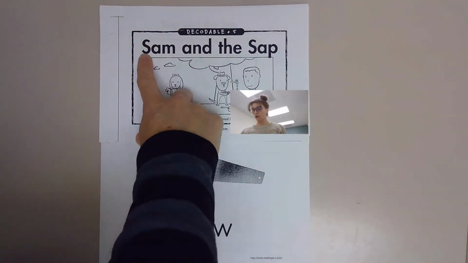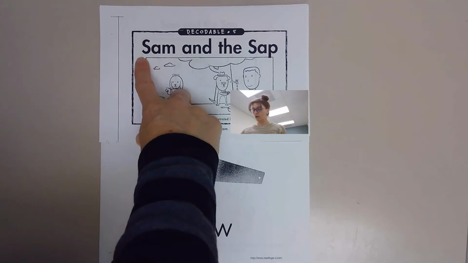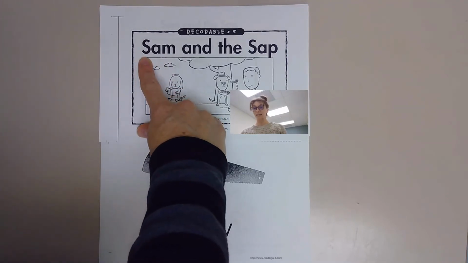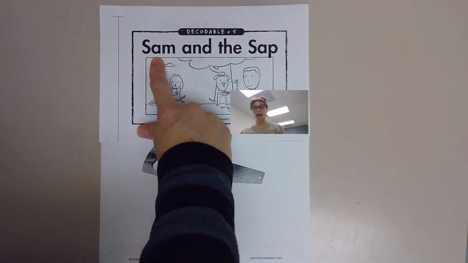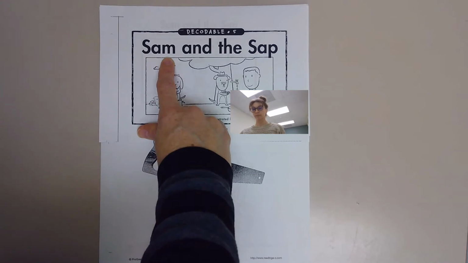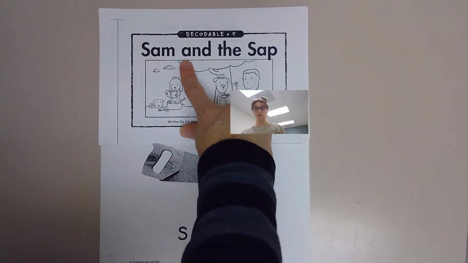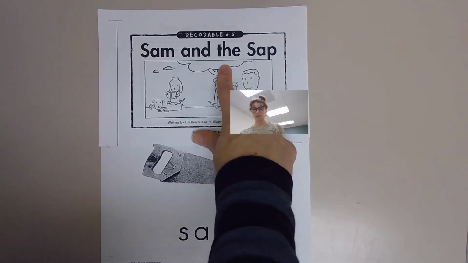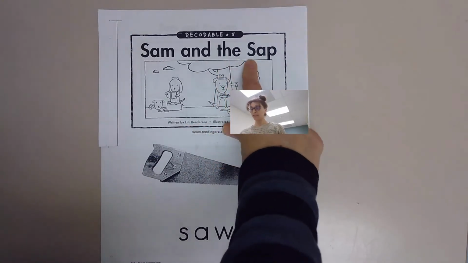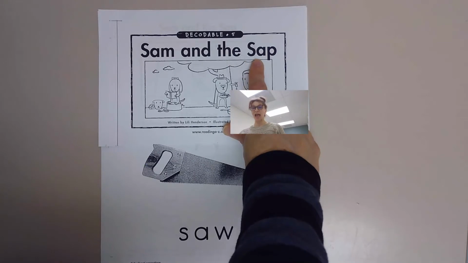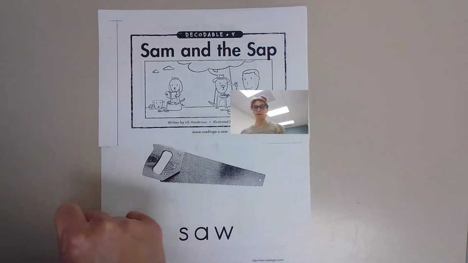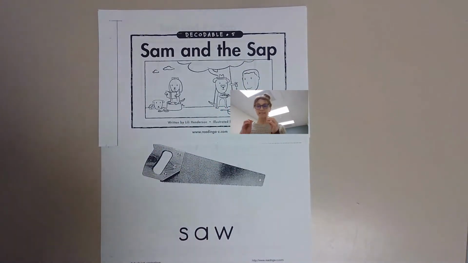We know all of these letter sounds already. We've gone over them quite a few times. The S, S, A, A, M. Sam. We've gone over the high frequency word "and" and the high frequency word "the", and this is saying sap, sap.